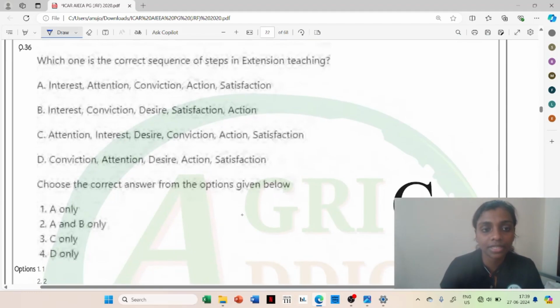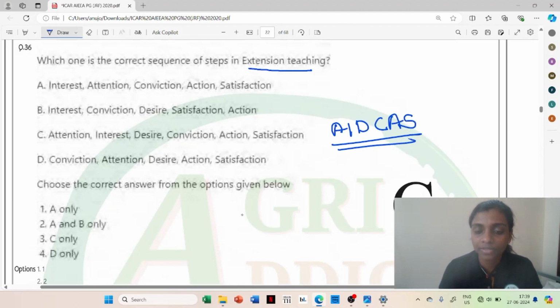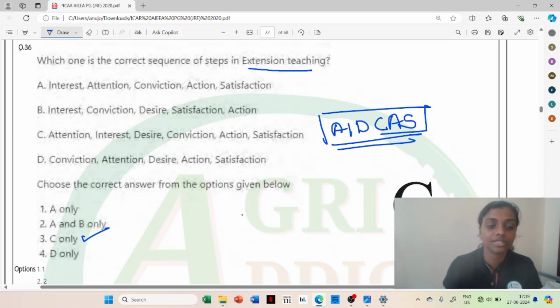Next one, which one is the correct sequence of steps in extension teaching? Always try to remember the short forms of these steps in extension teaching. Here the answer is attention, interest, desire, conviction, action, satisfaction, AIDCAS. Always remember these are very basic but always asked. AIDCAS, and similar ones like KPDIs in the chapter of diffusion. The arrangement of these steps in the correct order is a frequently asked question. So here the answer is the third one, C only.